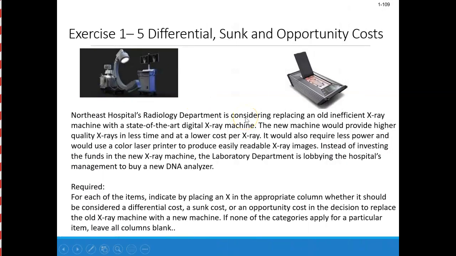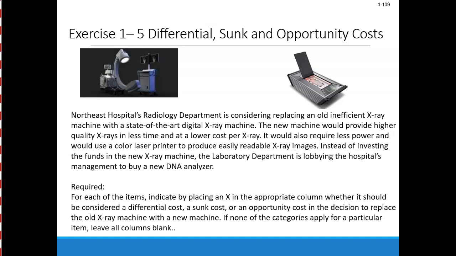So for each of these, we're going to, Northeast Hospital's radiology department is considering replacing an old inefficient x-ray machine with the state-of-the-art digital one. The new machine would provide higher quality x-rays in less time and at a lower cost. It would also require less power and would use a color laser printer to produce easily readable x-ray images.